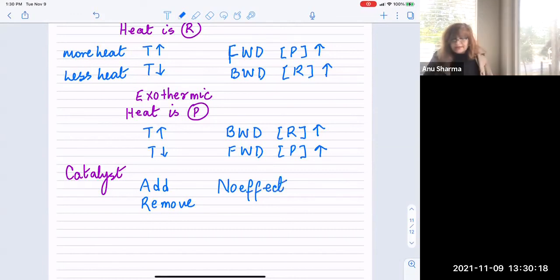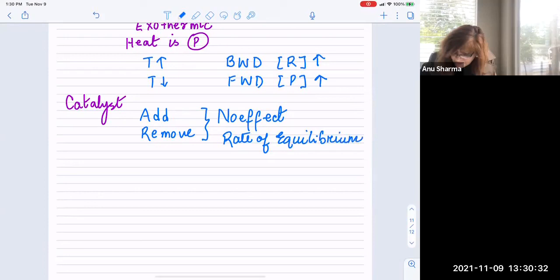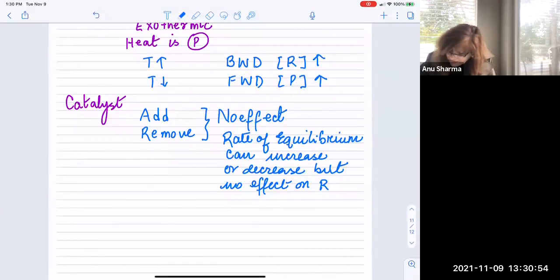The only thing that can happen is that it can increase the speed. The rate of the reaction can increase. The rate of equilibrium formation can increase or decrease. But there is no effect on the concentration of the reactants, or the concentration of the products.